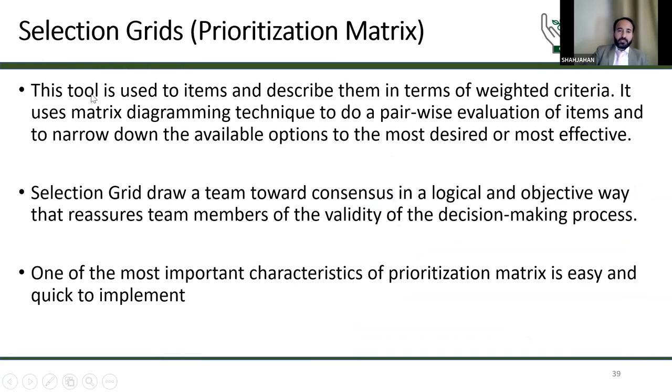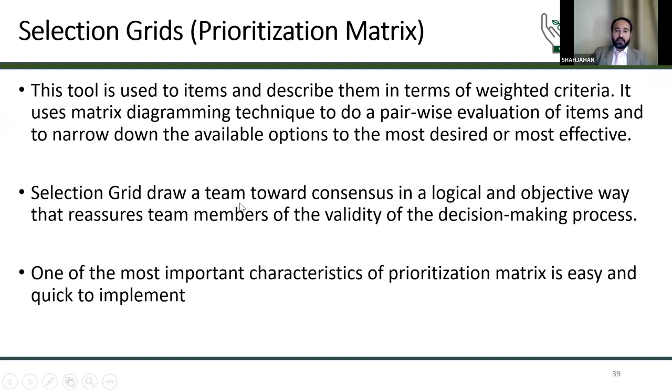This tool, the selection grid, is used to rank items and describe them in terms of weight. When we are using this tool, we have many options and all options are very good. Now, scientifically, we want to prove that this option is good before we use the voting. But there's another way other than voting to decide which option is better.